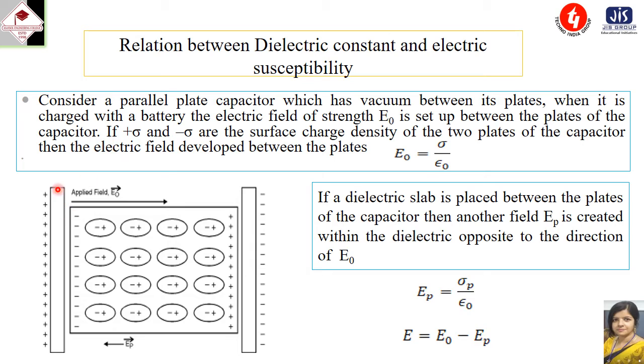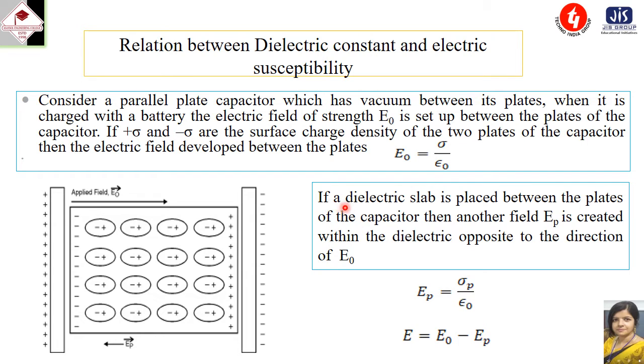So here these are the two plates of the parallel plate capacitor. If in between the parallel plates there is vacuum, though here it is shown as dielectric material in this figure, then an electric field of strength E0 is set up between the plates of the capacitor. And if sigma plus and sigma minus are the surface charge densities of the slab, then the electric field E0 is given by sigma by epsilon 0.